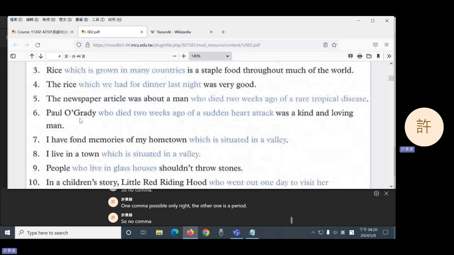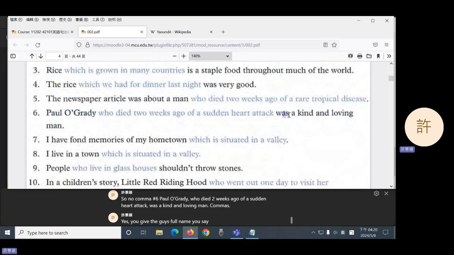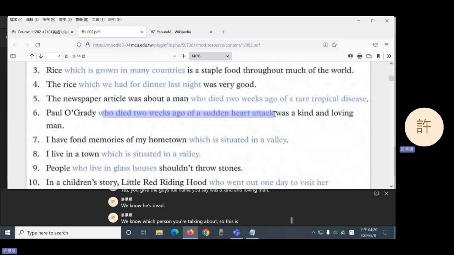Number six, Paul O'Grady, who died 2 weeks ago of a sudden heart attack, was a kind and loving man. Commas? Yes. You give the guy's full name, you say was a kind and loving man, we know he's dead. We know which person you're talking about. So this is extra information. Add commas.